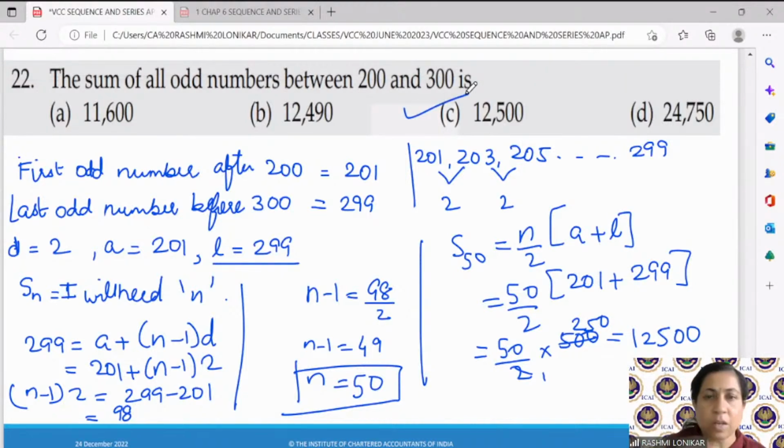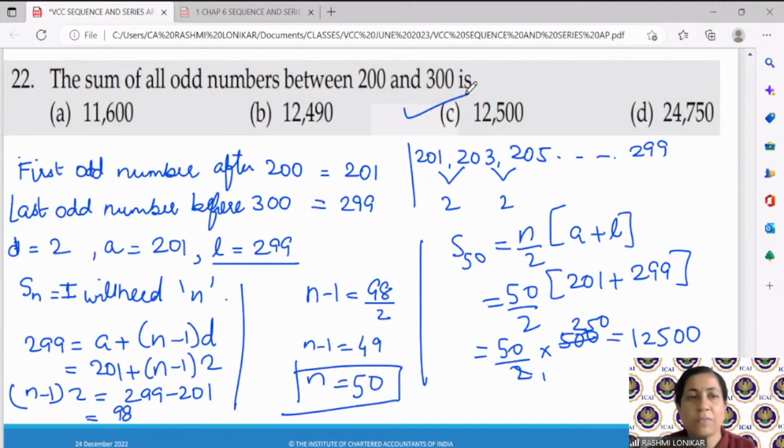Okay. This is the 22nd sum that we are doing. Yes, Manish. Thank you for pointing out. Yes, Dimple, Aditi, excellent that you all are paying attention. Yes, thank you so much.